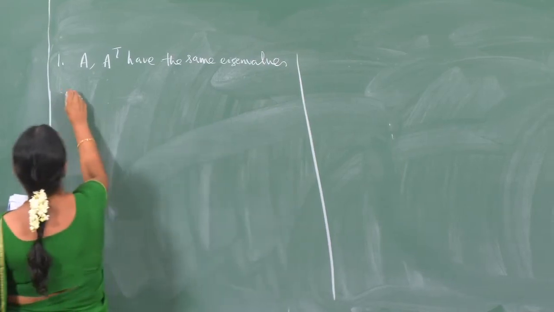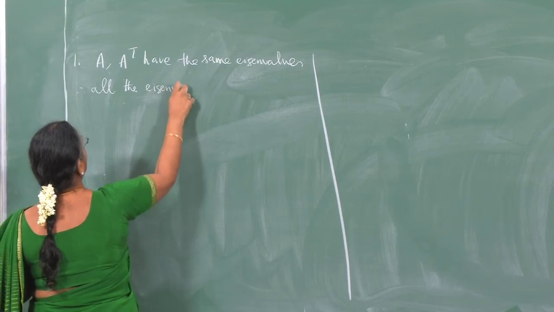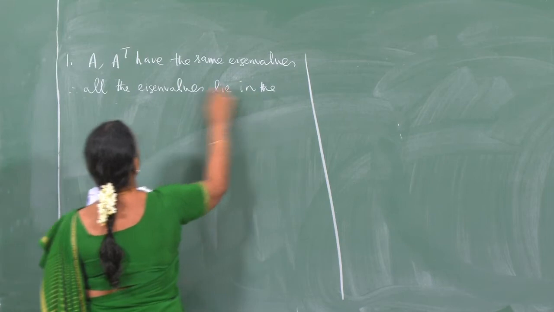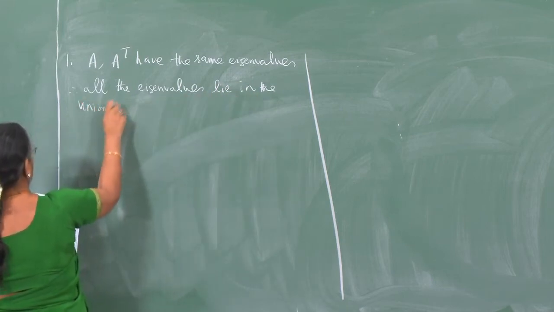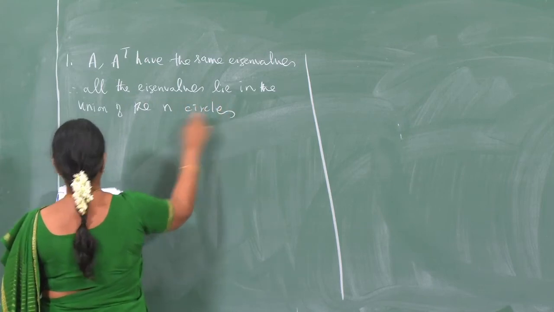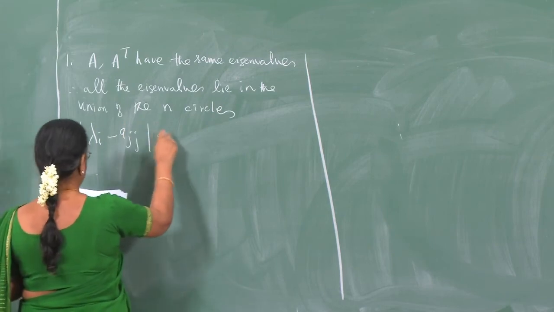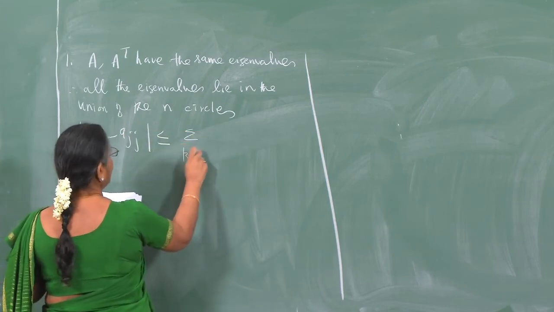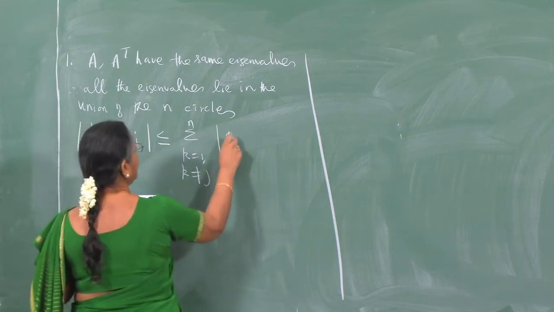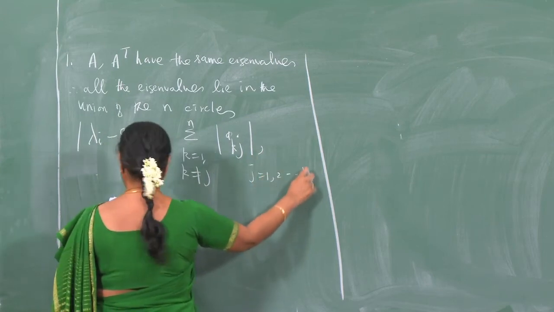And therefore, all the eigenvalues lie in the union of the n circles, namely modulus of lambda minus a_jj is less than or equal to the sum over k from 1 to n, k not equal to j, of modulus of a_kj, for j is equal to 1, 2, 3 up to n.